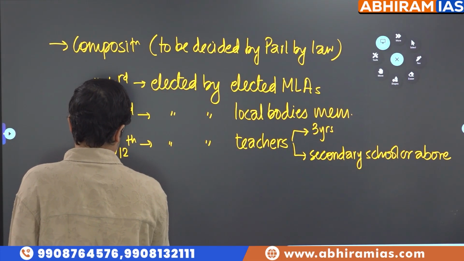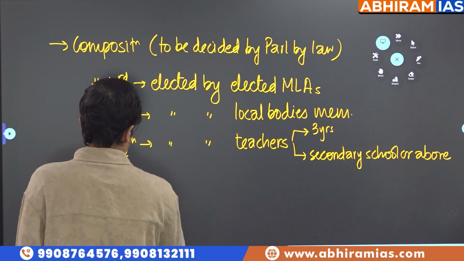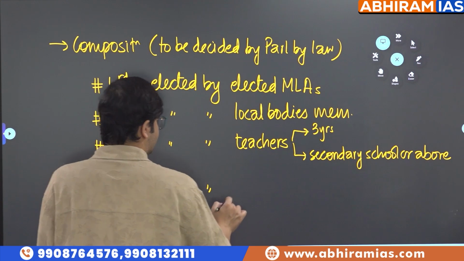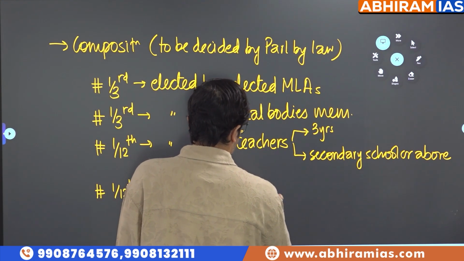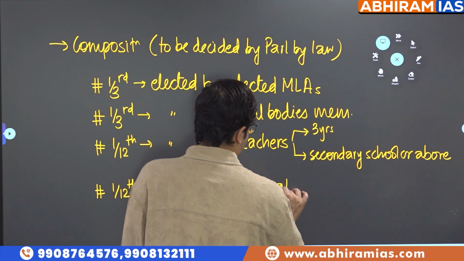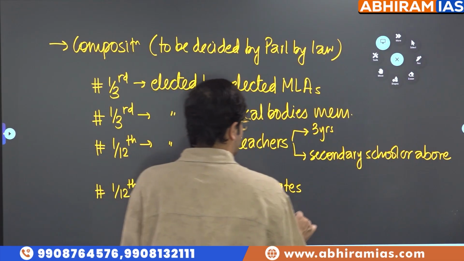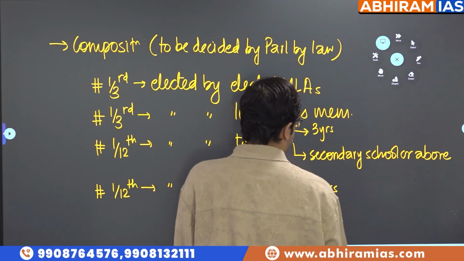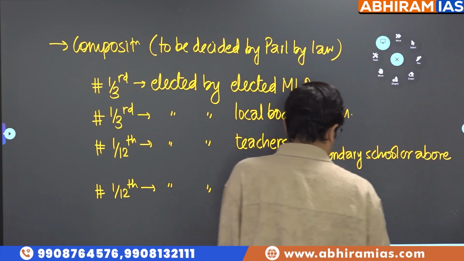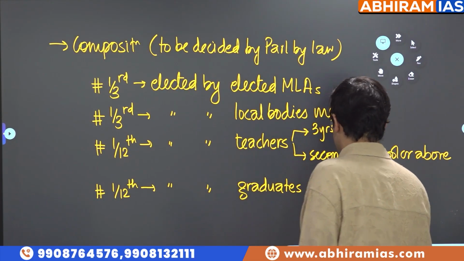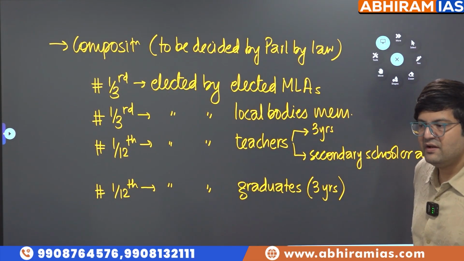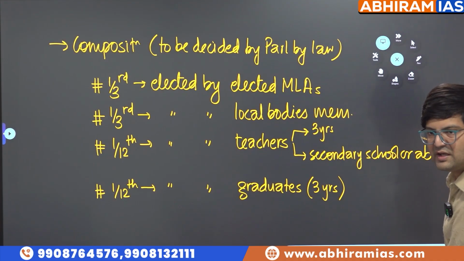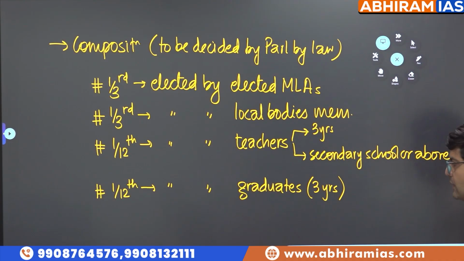And then 1/12 by who? Graduates, people like you, that is if you are a graduate, and they should also be graduates for 3 years, and they can be a graduate from anywhere in the country. You need not be a graduate from that state only, okay, but you should have been a graduate at least 3 years ago.